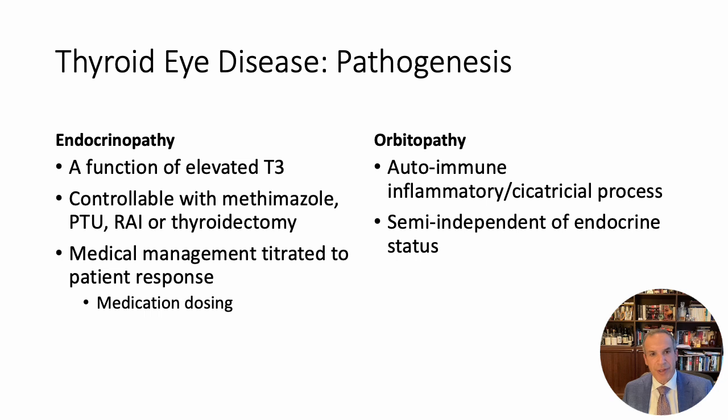Let's start by considering the pathogenesis of thyroid eye disease and its relationship to the endocrinopathy. It's important to realize that while the endocrinopathy and the orbitopathy are related, they are two separate, distinct entities. The endocrinopathy is a function of elevated thyroid hormone. Endocrinopathy can be addressed with medication, surgery, or radioactive iodine. It is essentially curable, and the treatment can be titrated to achieve the desired response.